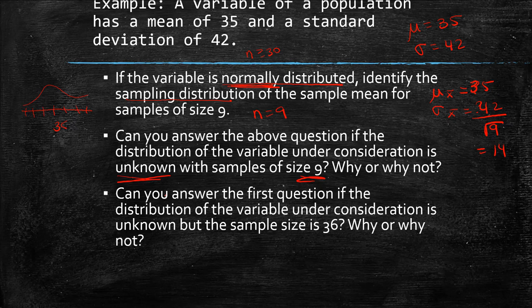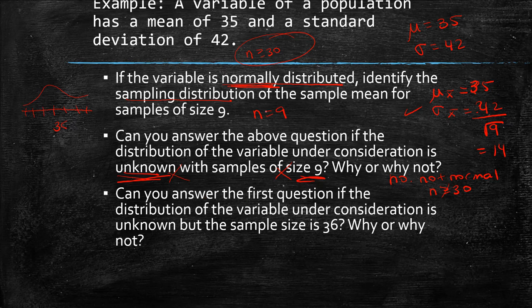So now it's neither case, right? We have to have normal, which we don't. It's unknown. Or we have to have a large enough sample size. Sample size is only 9. We need 30 or more. So no, not normal. n is not greater than 30. So we can't do it. All right, so this one we had a normal distribution, even though our sample size was small, so we could do it. This one had neither one, so we can't do it.